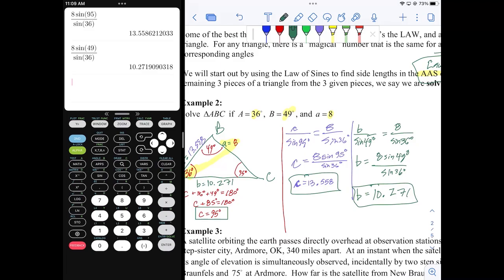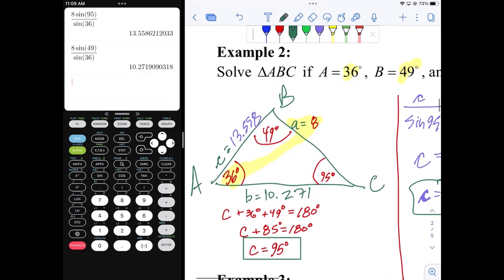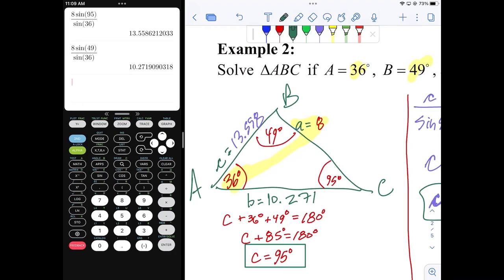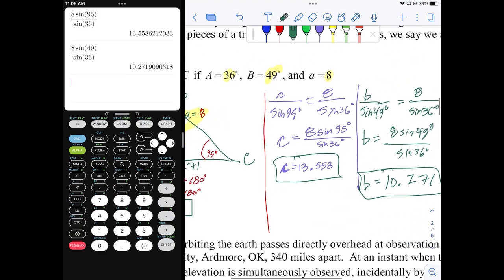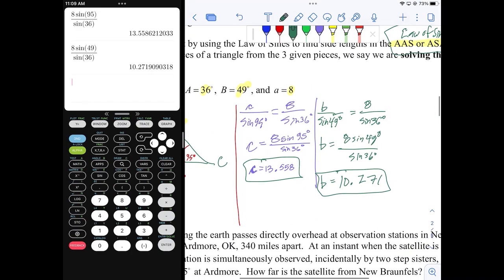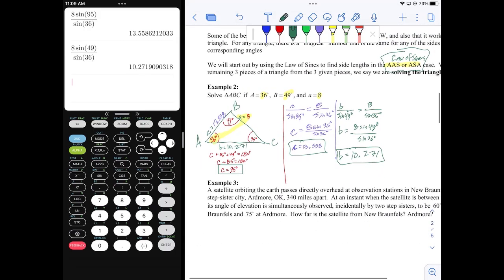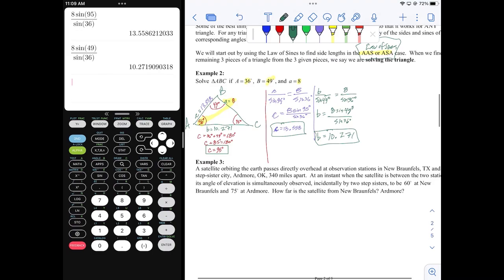Do we have all 6 pieces of information? Yeah, if you look at your diagram, all 3 are labeled on the outside, all 3 are labeled on the inside. We did it. That wasn't too bad, was it? Law of sines? Not bad at all. All right, let's look at an application of it.